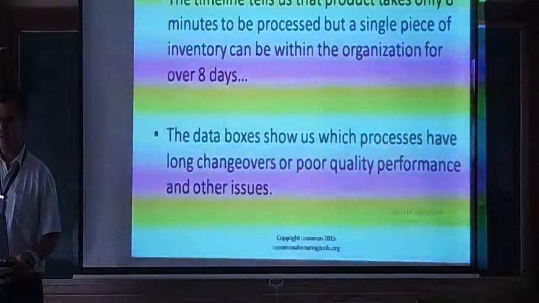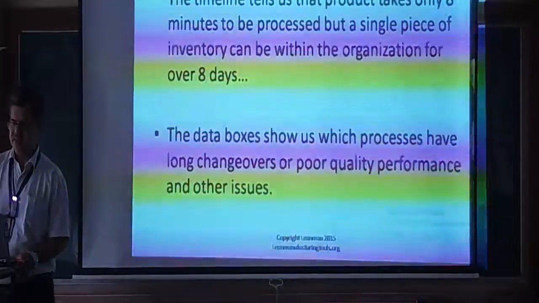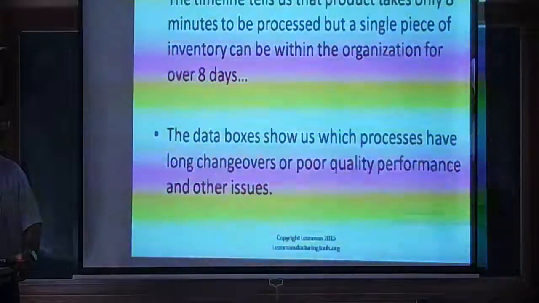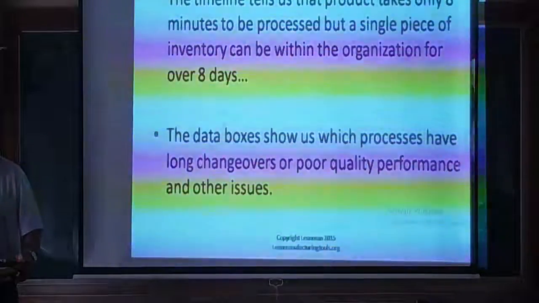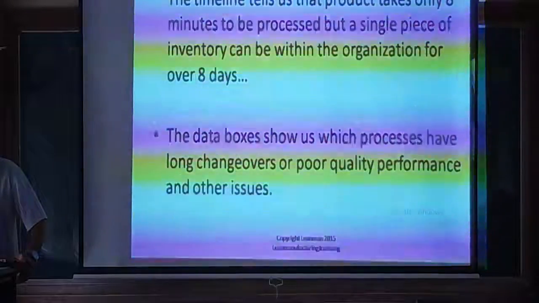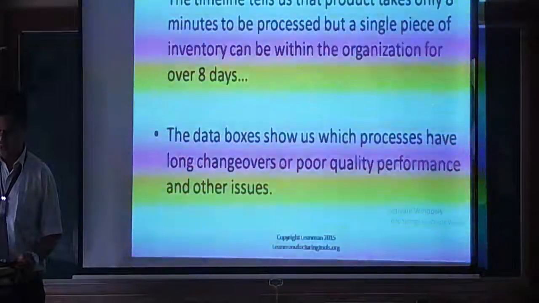What does our VSM tell us? The timeline tells us that the product takes only 8 minutes to be processed, but a single piece of inventory can be within the organization for over 8 days. You can see it in the previously drawn map. The data boxes show us which processes have long changeovers, poor quality performance, and other issues.